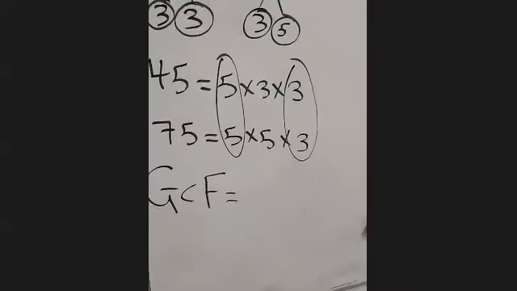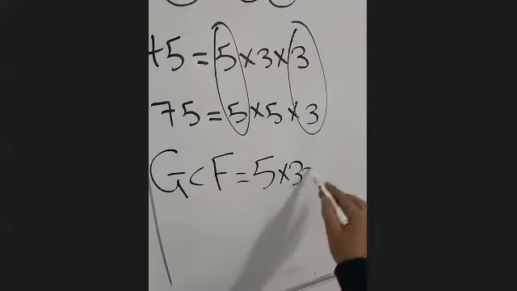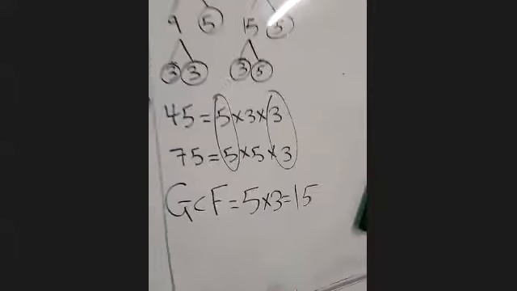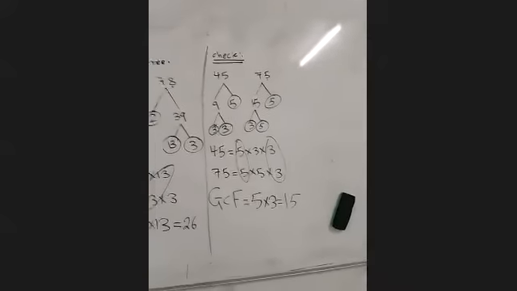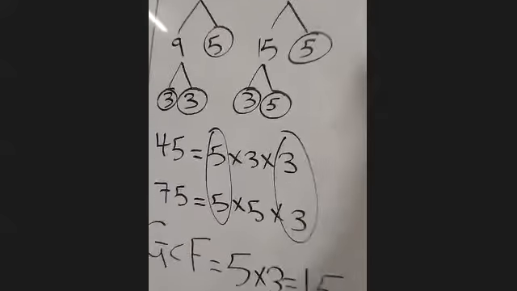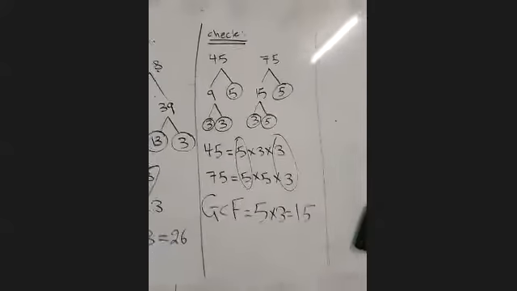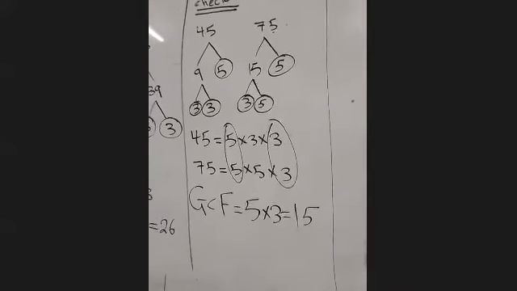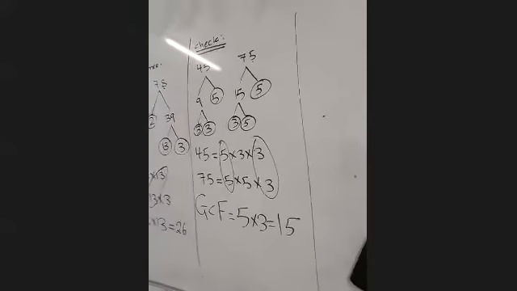What is the GCF equal? GCF equal to 5 multiply 3. 5 multiply 3, which is how much? 15. 15. This is the check, guys. After GCF example 2, we have the check. Thank you, Rakan. You're welcome. Copy the check, guys, please. Copy it, please.